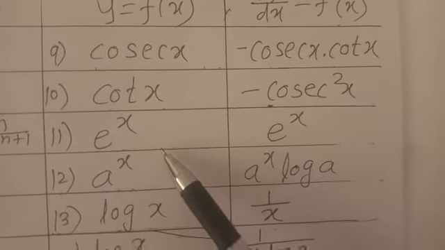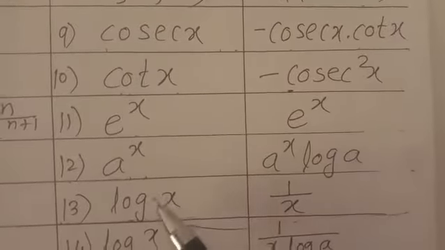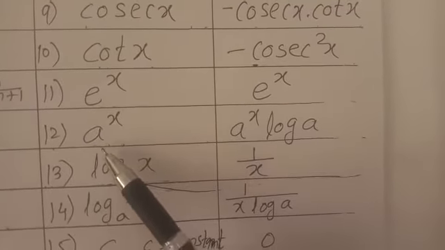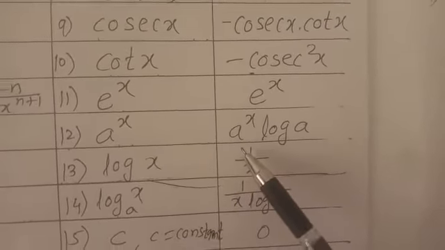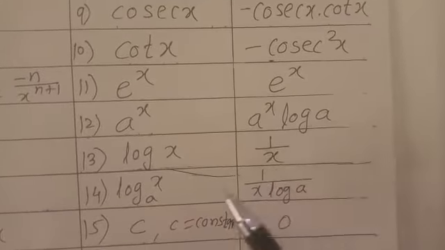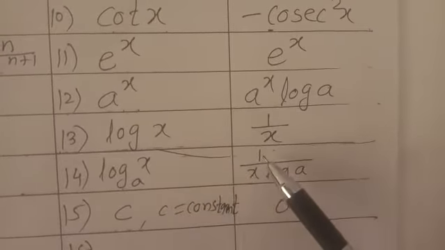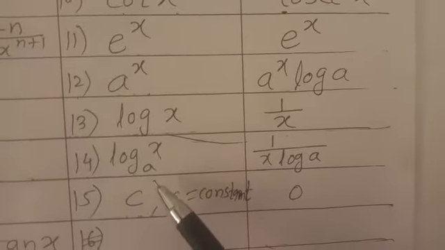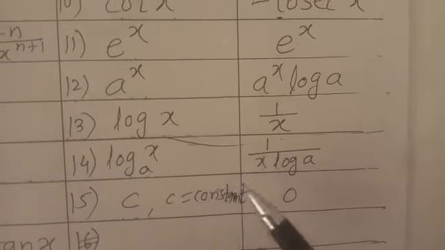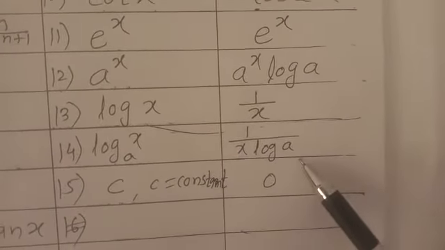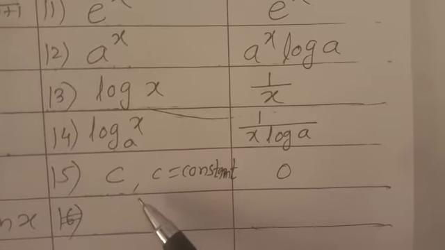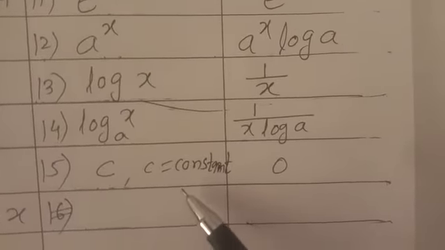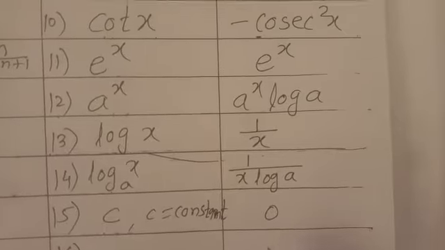e raised to x, its derivative is e raised to x. a raised to x, where a is constant, its derivative is a raised to x log of a. Log x, its derivative is 1 upon x. Log of x to the base a, its derivative is 1 upon x log a. c is any constant term or any constant number and its derivative is 0.